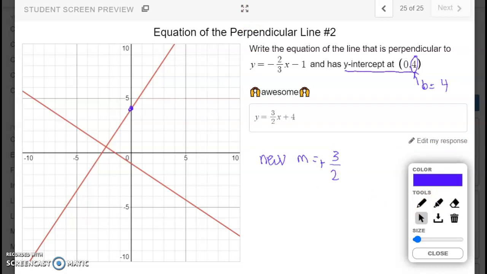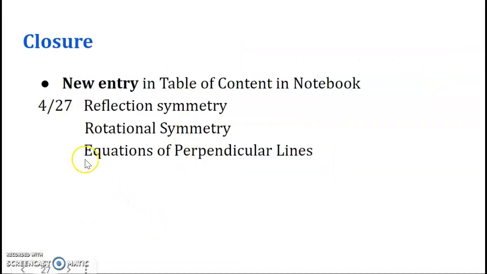And that is it for today. Can you enter in the table of contents what we covered today? We covered reflection symmetry, rotational symmetry, and also equations of perpendicular lines.